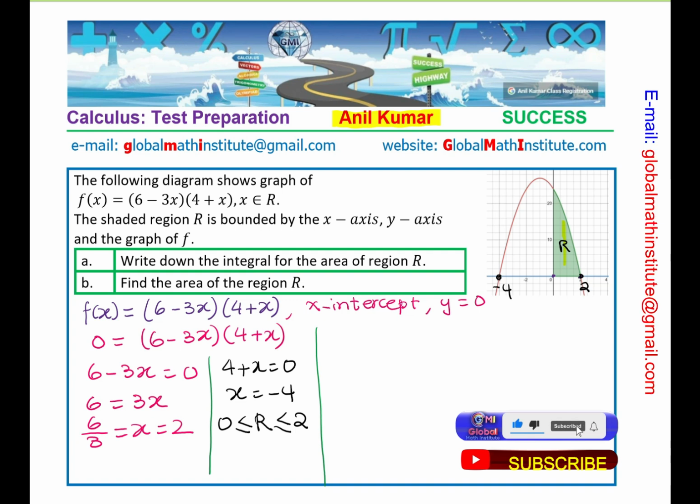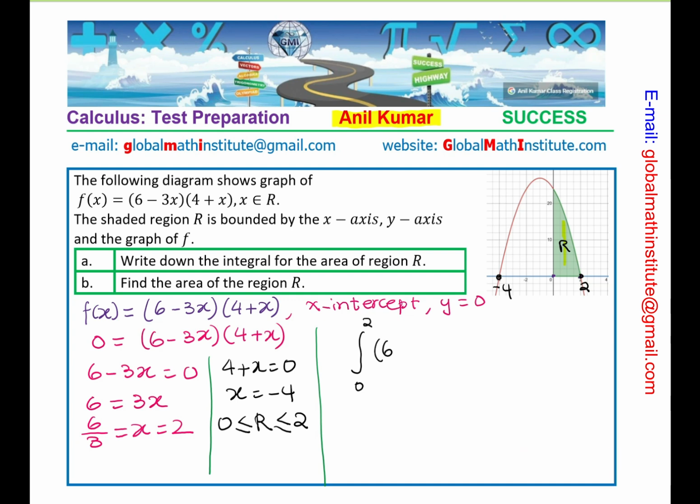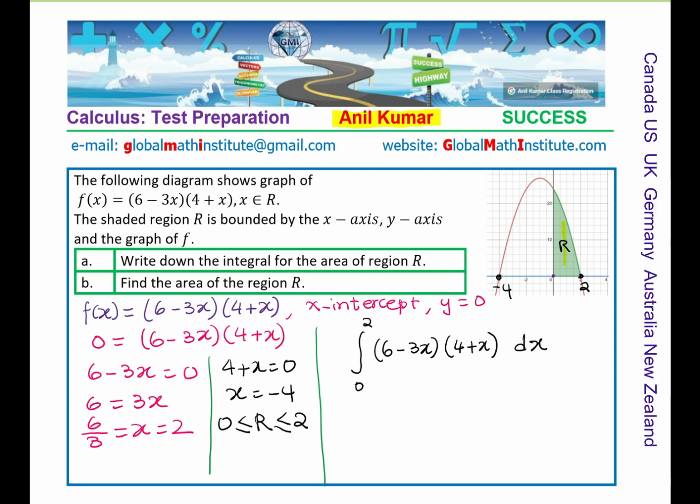So now we can write down the integral, and that has to be from 0 to 2 of the function (6 - 3x)(4 + x) dx. So that is the solution for part A, where we need to write down the integral for the area of the region R. Is that clear to you? Perfect.